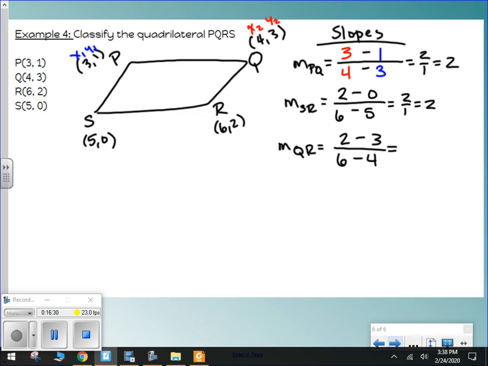So now that I have the slopes, I can answer the first question on my flow chart. 2 pairs of opposite sides parallel, so are the slopes the same? Do I have 2 pairs of slopes the same? And I do. So I say yes to that.